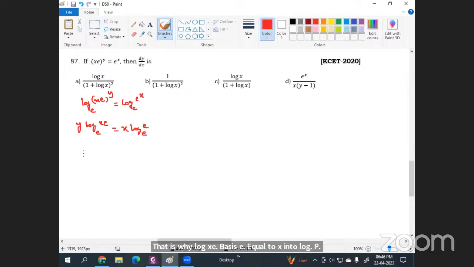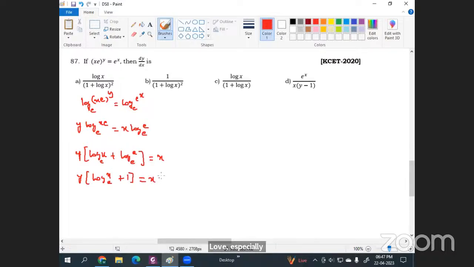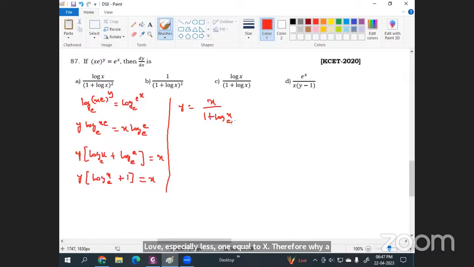Log e base e is what? 1. So y into log x base e, log e base e equals x. Log e base e is what? 1. So y into (log x base e plus 1) equals x. Therefore, y equals x by (1 plus log x base e).